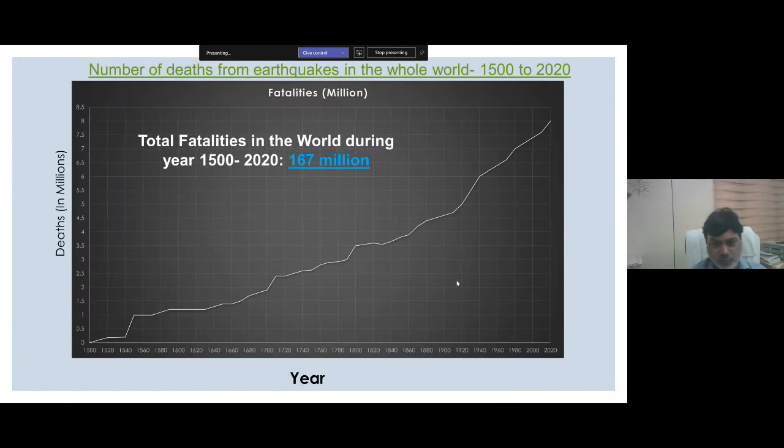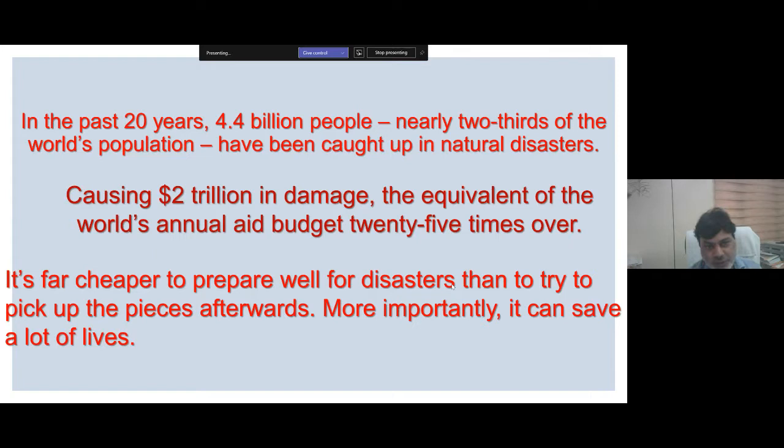Recently, the NCS has done one exercise to take the statistical status of the number of deaths due to earthquakes in the whole world from 1500 to 2020, and about 160 million people died. And in the last 20 years, 4.5 billion people, nearly two-thirds of the world's population, have been caught in natural disasters, meaning they have been affected. And a huge economic loss, about 2 trillion in damage, was there.